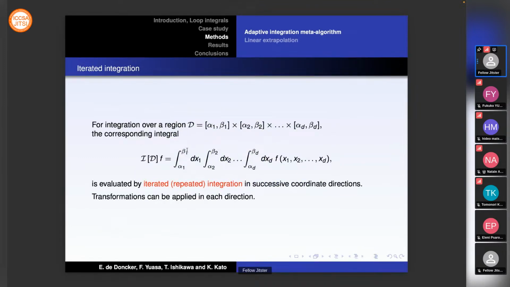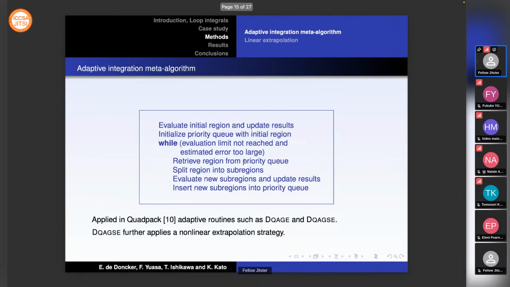We will evaluate the integrals by repeated one-dimensional integration in each coordinate direction, where we will apply the QUADPACK routine, the DQAGSE, in each direction. DQAGSE applies an adaptive integration algorithm and also has its own internal extrapolation strategy to address some types of boundary singularities.